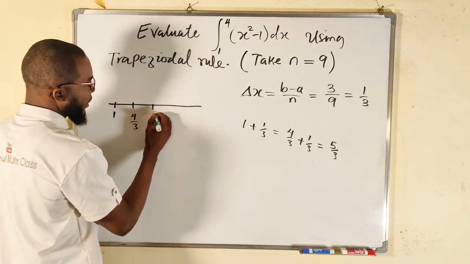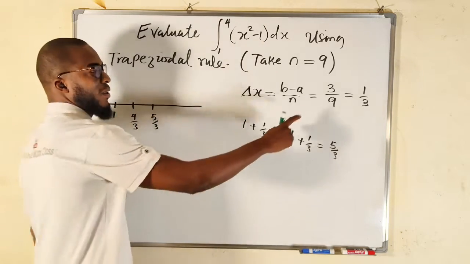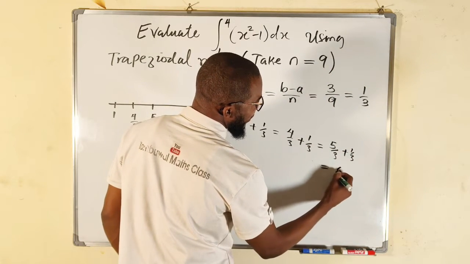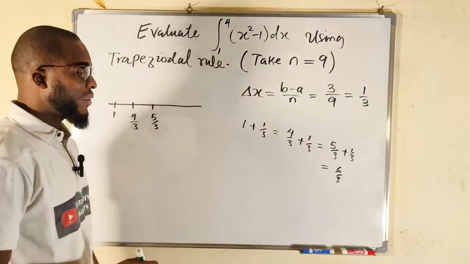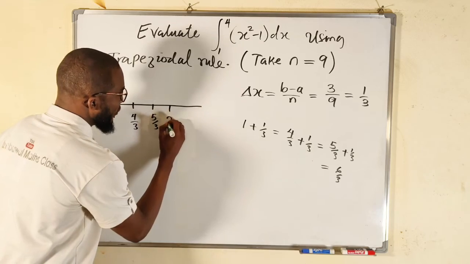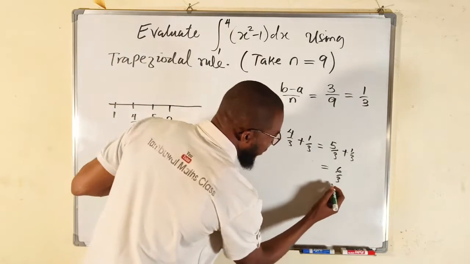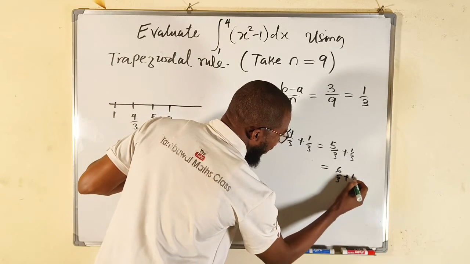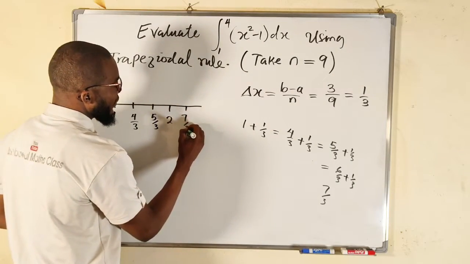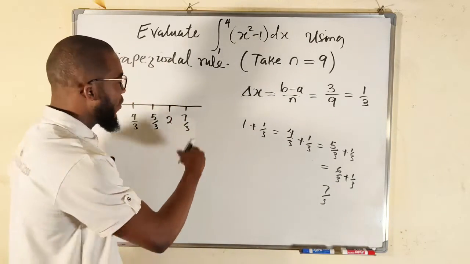So we have 5 over 3 here. You add another 1 over 3. This will give us 6 over 3. And remember that 6 over 3 is the same thing as 2. So we have 2 here. Then we add 1 over 3 again to 2, which is the same thing as adding 1 over 3 here. This will give us 7 over 3. So we have 7 over 3. We add another one, which is going to give us 8 over 3.